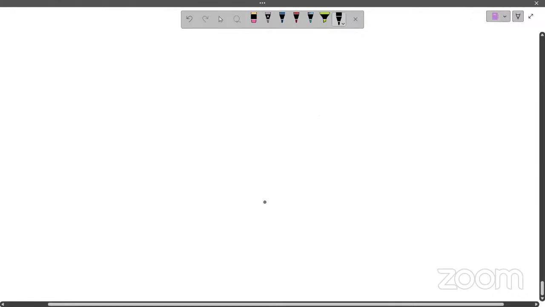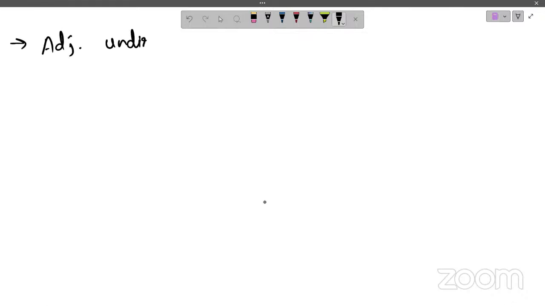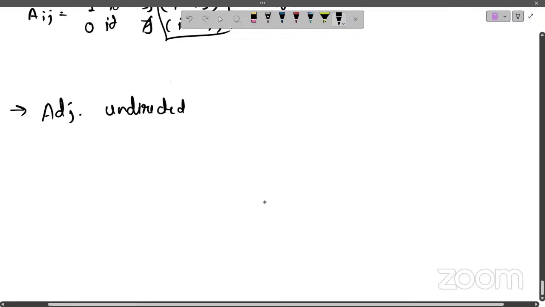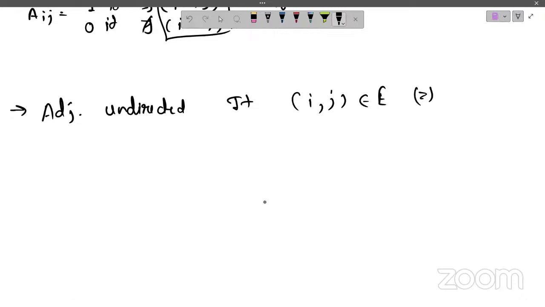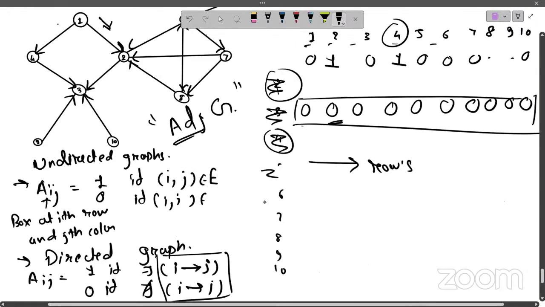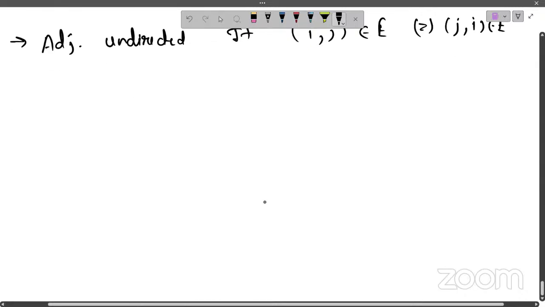Now there is one characterization about the adjacency matrix of an undirected graph. As you observe, in an undirected graph, if we have an edge from i to j, then we also have an edge from j to i, because we don't have to consider the direction. So in that case, your adjacency matrix will always be symmetric.